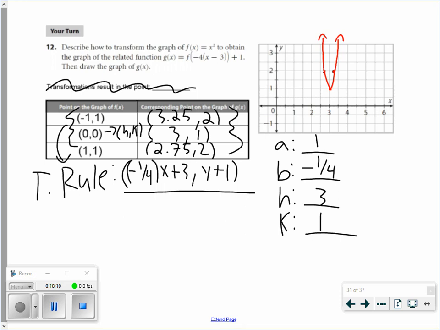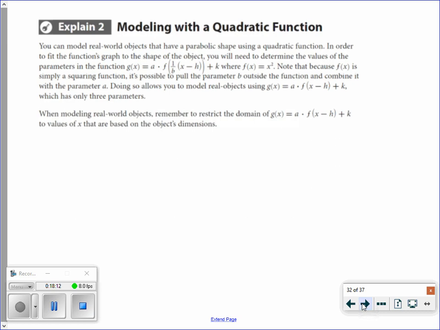All right, we're going to keep going. So here we're talking about modeling with a quadratic function, and all this is really saying is that we're going to be transforming functions, or figuring out the function of an equation from a problem, from a word problem, from a picture. That's really what we're doing.